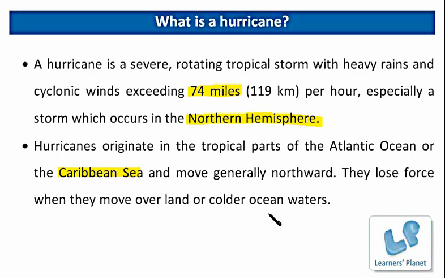Now basically the center of the storm, or the eye, is the calmest part. It has only light winds and fair weather. But when they come onto land, the heavy rain, strong winds and large waves can damage buildings, trees and cars too. So this is all about a hurricane. This was the introduction about the hurricane. Now let us see how hurricanes are named.